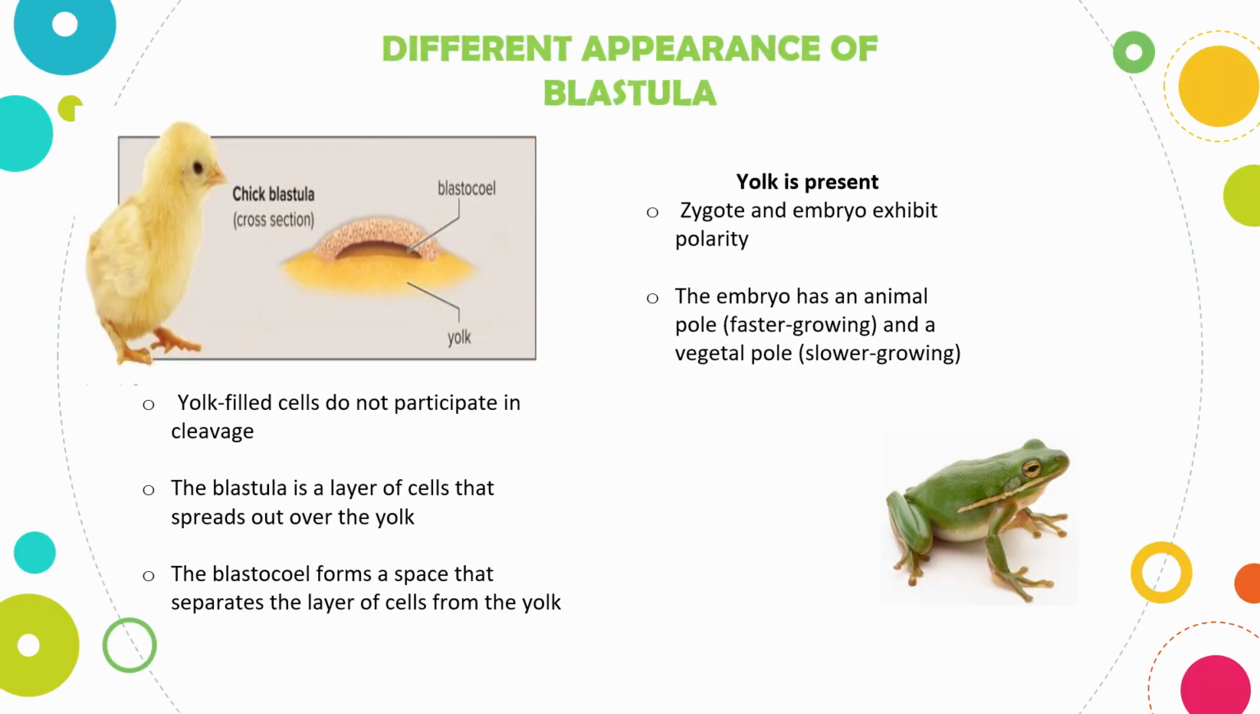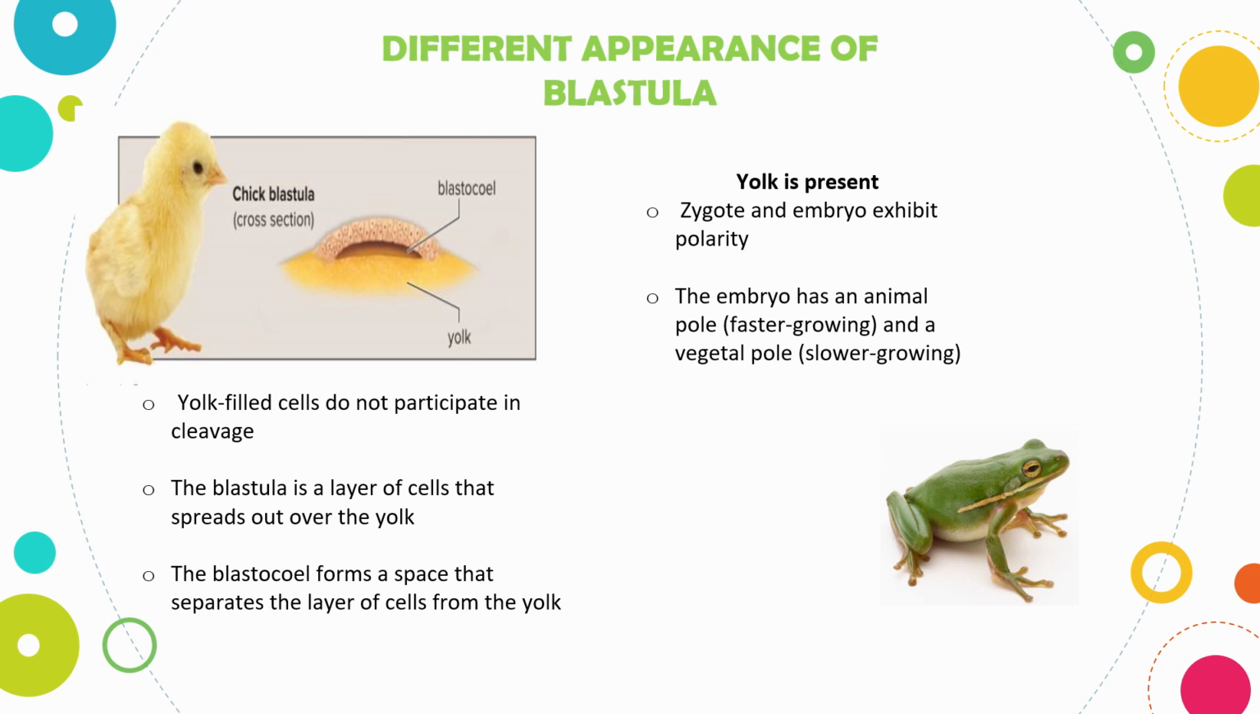Okay, next, there are different appearances of blastula. As I explained earlier, that's for the lancelet, but it will have a different appearance for the chicken and frog. As you all know, a chicken lays a hard-shell egg containing yolk. Because of the yolk, cells do not participate in cleavage. For chicken, the blastula is a layer of cells that spreads out over the yolk. Based on the figure, the blastocoel forms as a space that separates these cells from the yolk.